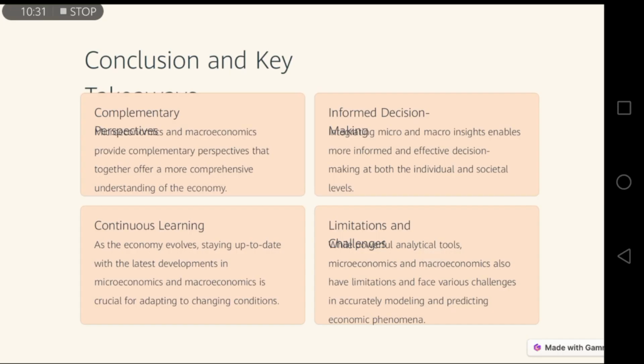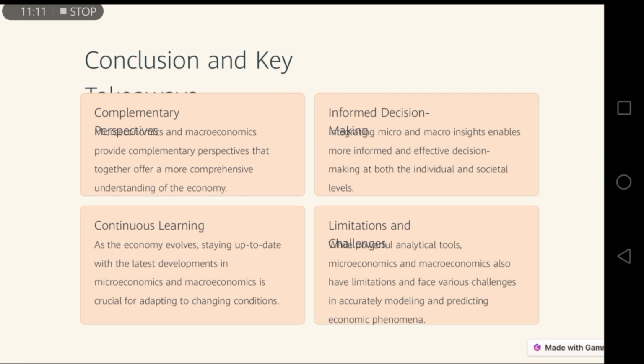Okay, the conclusions and key takeaways. Now we will tell you the four conclusions we have drawn from this presentation: complementary perspective, informed decision making, continuous learning, limitations and challenges. Complementary perspective. Microeconomics and macroeconomics provide complementary perspectives that together offer a more comprehensive understanding of the economy. If we combine microeconomics and macroeconomics, they can be very useful for decision making and for a better understanding of the economy for many policymakers and many officials. That is why it is a very crucial subject for economic growth.